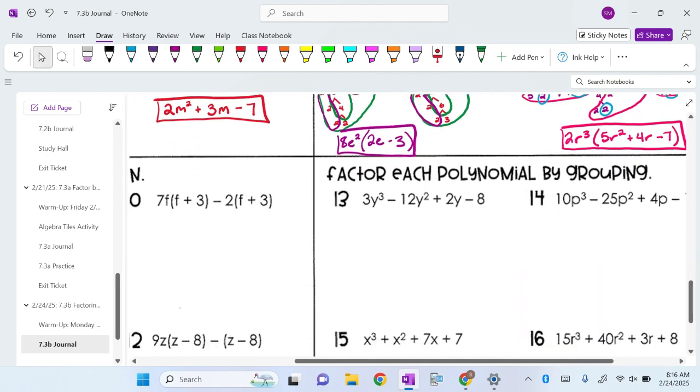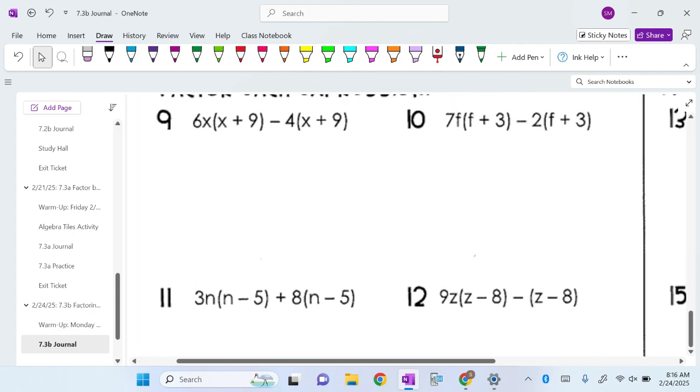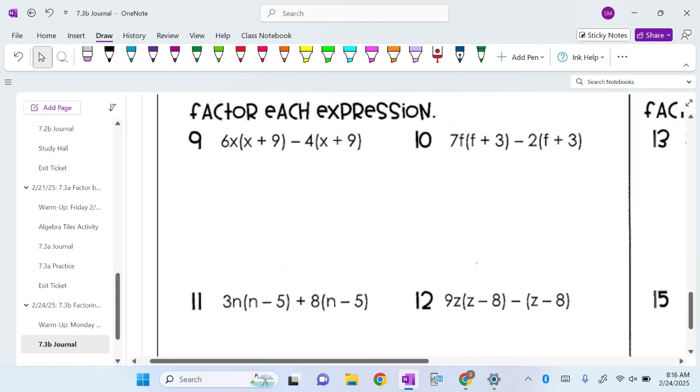All right, so let's look at this first example. These examples right here are typically what you want to get your grouping method down to. With factoring by grouping, these examples are basically what you want your factoring example to get down to, but it takes a little bit of work.